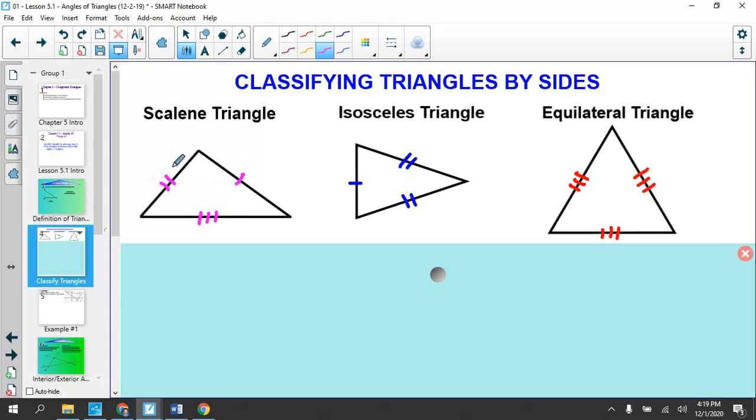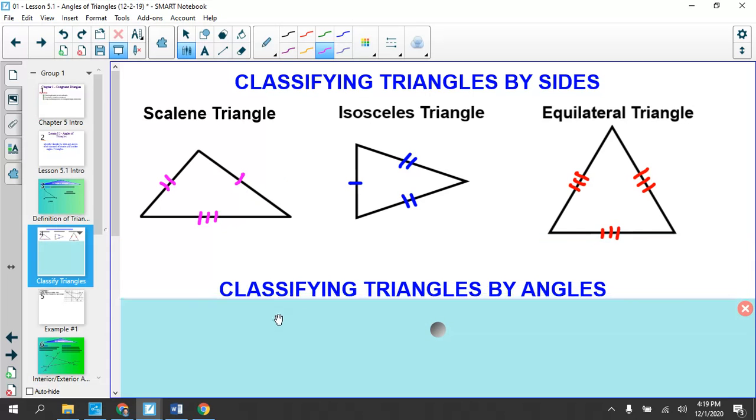So our way of doing that would be to use different tick marks for each side. So I can see that this side is different than this side, which is different than this side. Okay, so scalene means all sides are different lengths. So those are the 3 ways that we'll look at, that I'll ask you to classify a triangle by its sides. I could also ask you, and I will ask you, to classify a triangle by its angles.